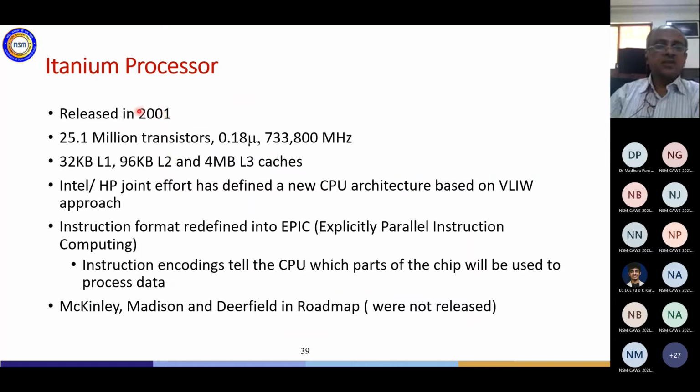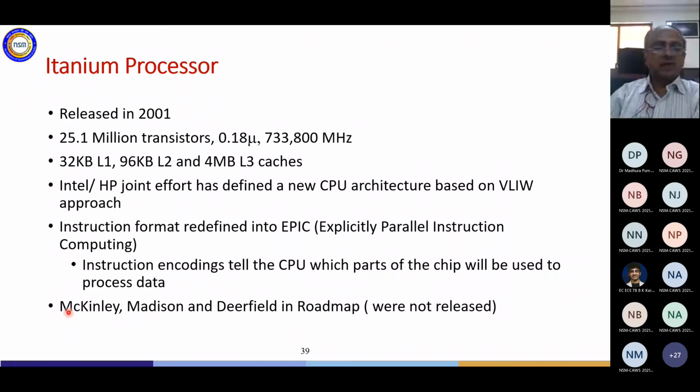So this was released in 2001, and these are some vital statistics. I already mentioned to you that it was a joint effort to define a new CPU architecture. They called it explicitly parallel. That is, instruction encodings tell the CPU which part of the chip to be used. I will explain that in the slides to come.